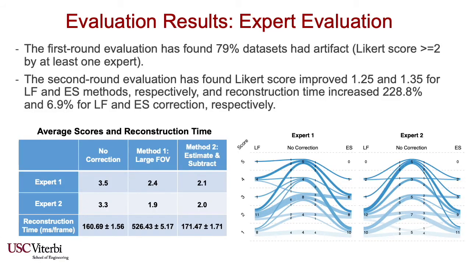As an overall result, the first round evaluation found that 79% of datasets had spiral aliasing artifact. The average improvement in the Likert score was 1.25 for the LF method and 1.35 for the ES method, with the ES method having a faster reconstruction time.